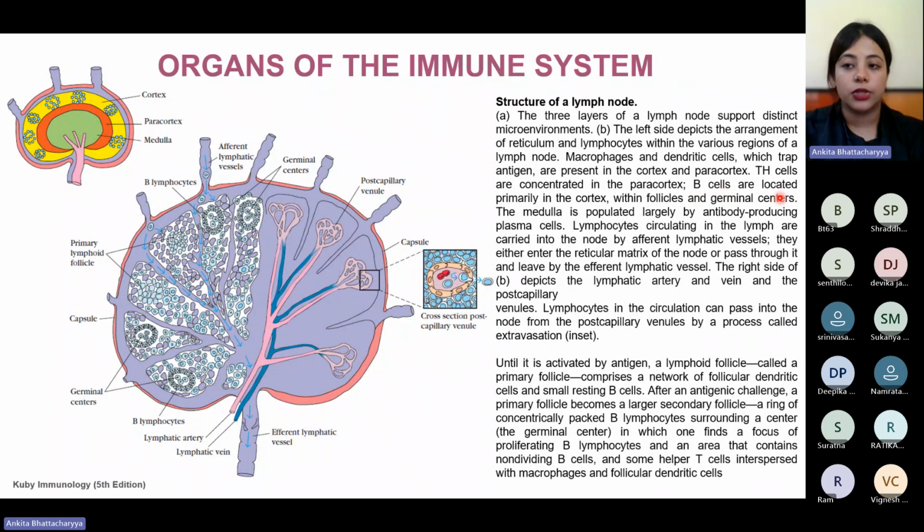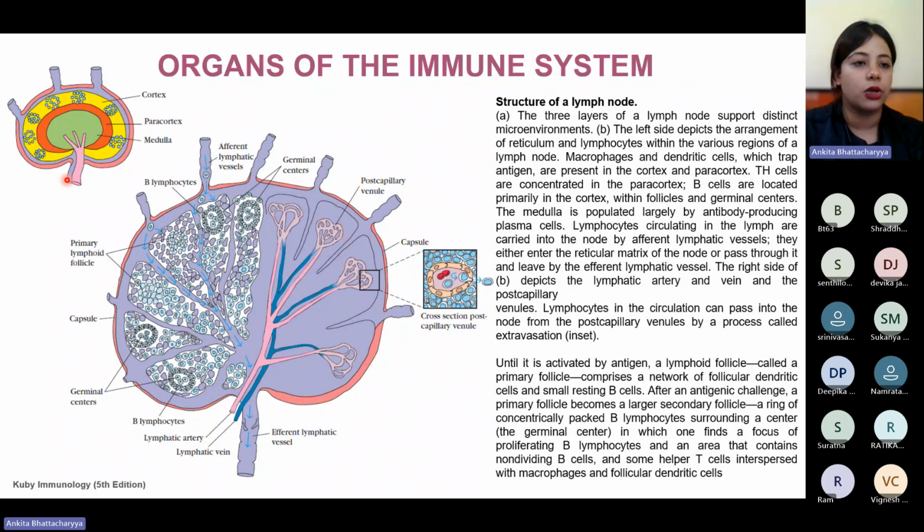Then come B cells, which are located primarily in the cortex, particularly within the follicles and germinal centers. You already know what germinal centers are: rapidly proliferating regions, which are very rich in these B cells. So this is how the localization is carried out. Let us just look into it for reference once again.